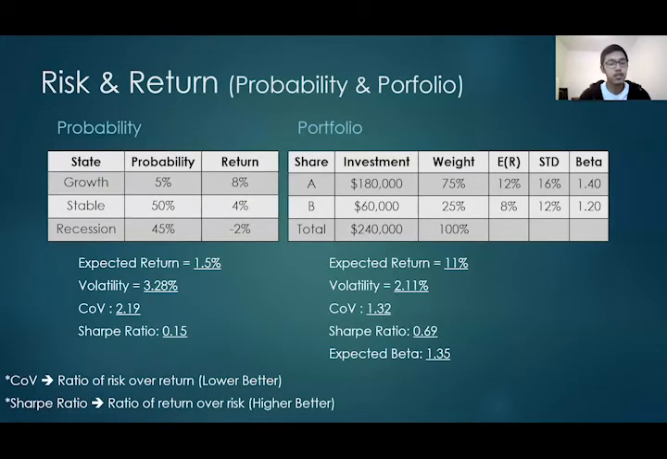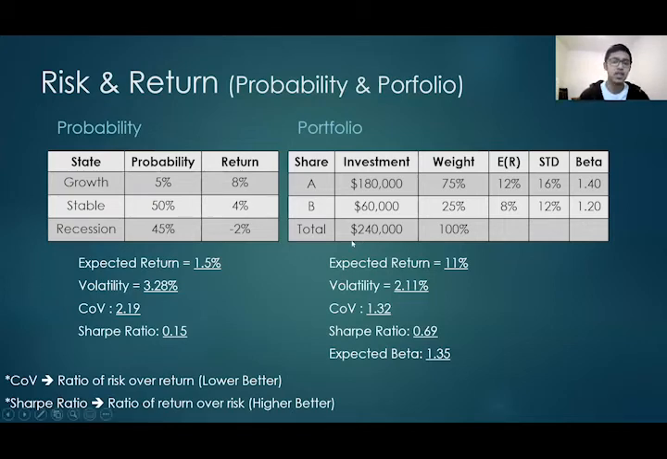Now let's take a look at two other investors. On the left side, the investor has a different rate of return depending on the state of the economy, and it has a different probability as well. Using these factors, we calculate the expected return of 1.5% and the volatility at 3.28%. The coefficient of variation is 2.19 and the Sharpe ratio is 0.15.